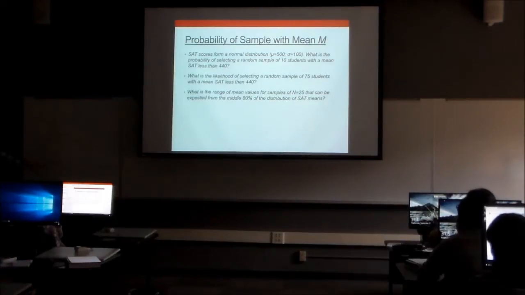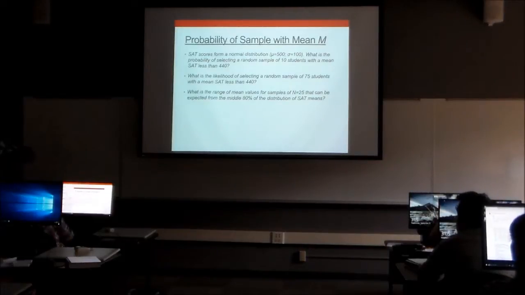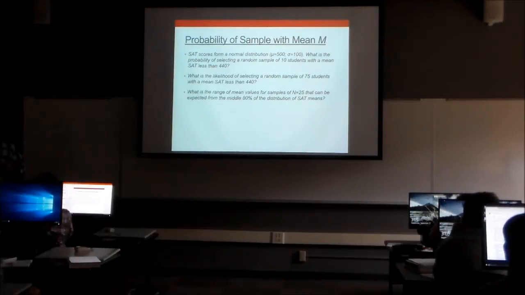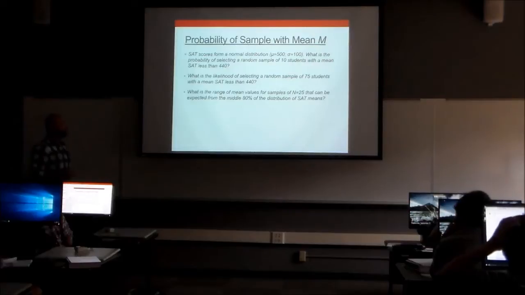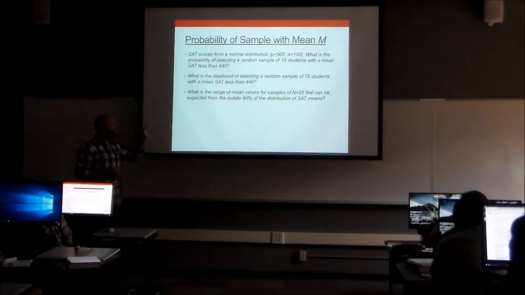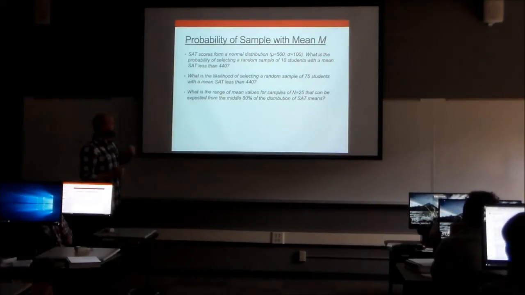Now again, here we're not working with individuals, we're looking at samples of 10. But if we were to collect a random sample of 10 individuals, what's the probability that they're going to have a very, very low SAT score on average? We're getting close to 2 standard deviations below the mean. Pretty small, right? And so we can go through the same process to find the probability of collecting a random sample of 75 students with a mean SAT of less than 440.